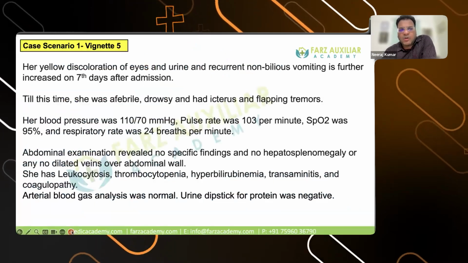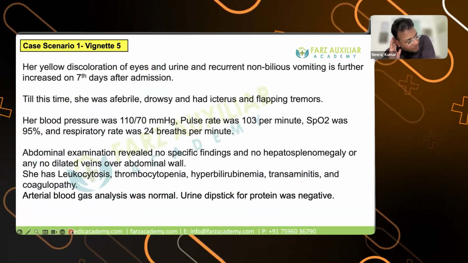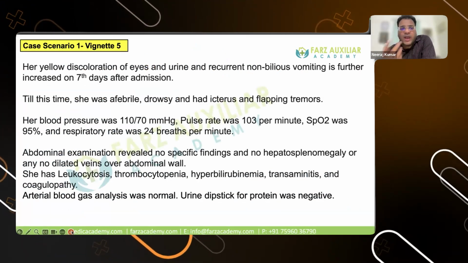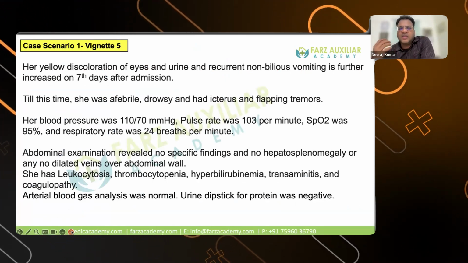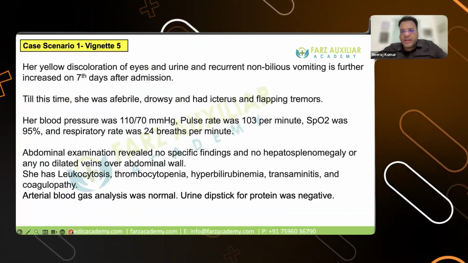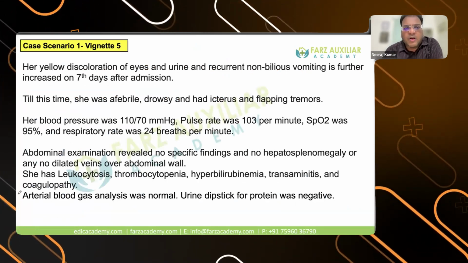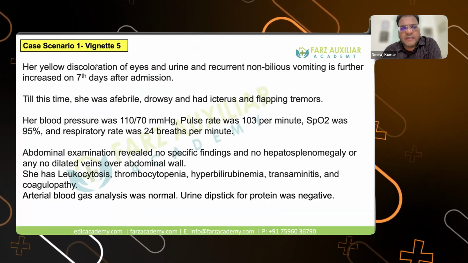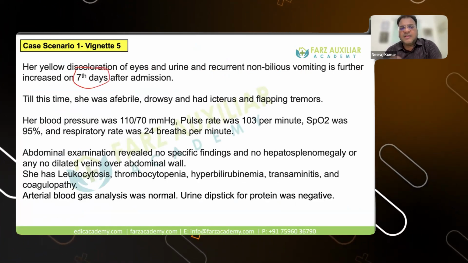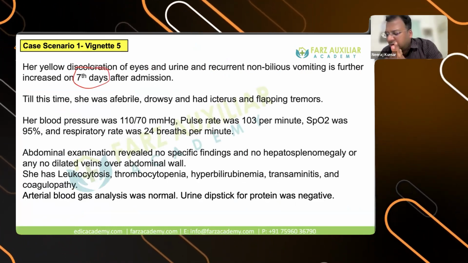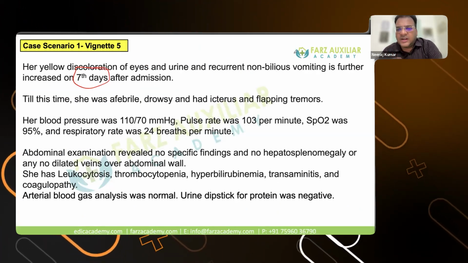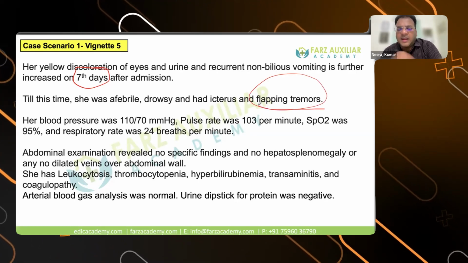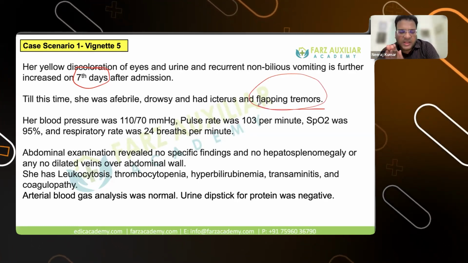Okay. Now coming to the next vignette. From AFLP, I'm taking you to another scenario. Now her yellow discoloration has started to increase, and urine discoloration and recurrent non-bilious vomiting are there, which have now increased. On the fifth day, the patient presented with AFLP, but now on the seventh day, this yellowish discoloration has increased much. The patient this time was afebrile, drowsy, and has icterus. Now a flapping tremor has come up.